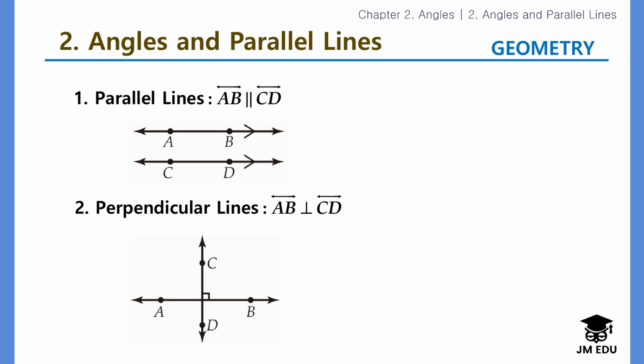Number two, perpendicular lines. If two lines intersect at right angles, we say that they are perpendicular. If lines AB and CD are perpendicular, then we write line AB is perpendicular to line CD. This is the mathematical symbol for perpendicular.